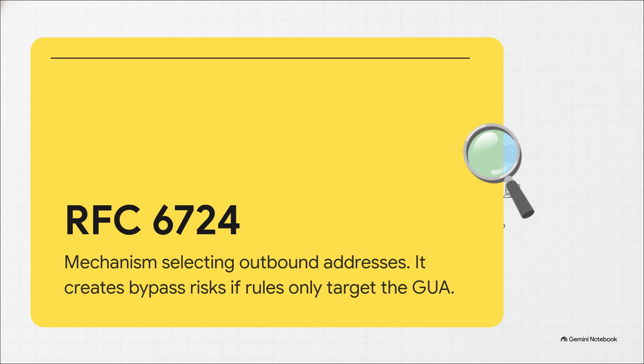So think about this. If you, as the firewall admin, only write your egress filtering rules to target that primary GUA, an attacker, or even just a compromised internal host, can completely bypass your firewall simply by initiating their outbound connections using their temporary address. You have to secure the entire neighborhood of addresses on that interface, not just the primary resident.